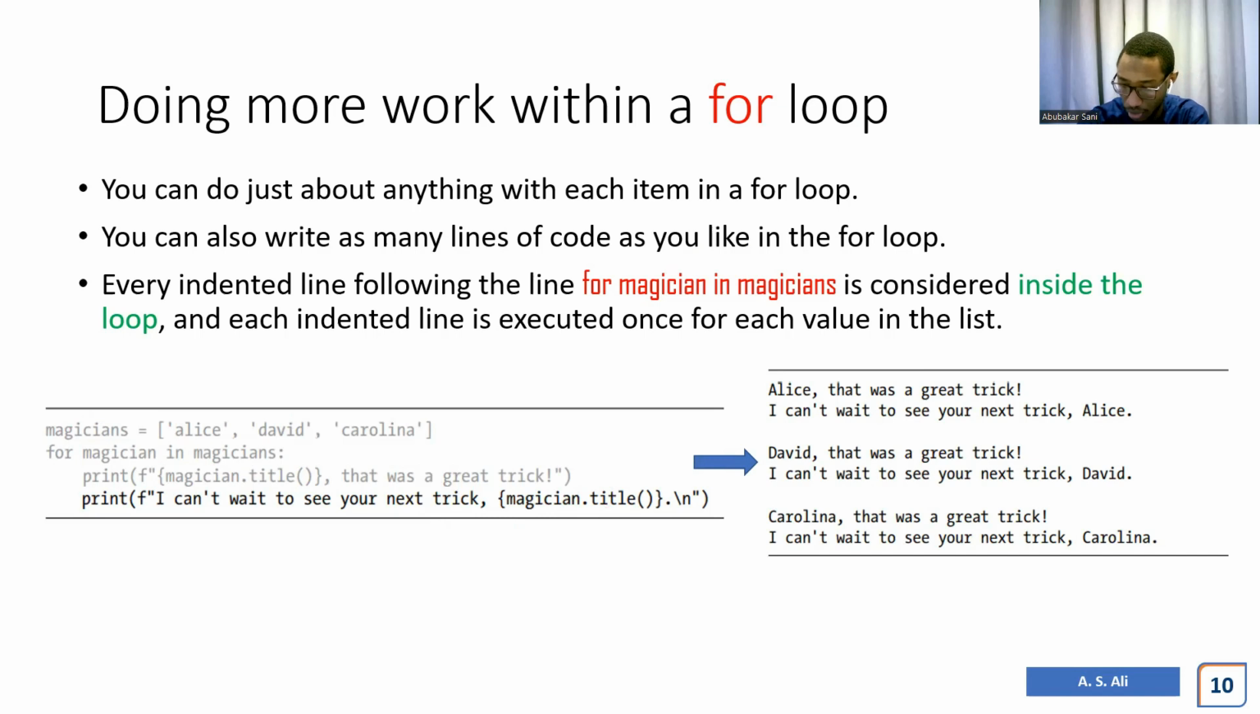So see what we are trying to have here. For each magician, we want to, first of all, convert the name to title case, so that the first letter of the name becomes a capital. And we would like to give them a comment. This is what happens. For example, we say, Alice, that was a great trick. I can't wait to see your next trick, Alice. David, that was a great trick. I can't wait to see your next trick, David, and so on. So if you have 100 magicians and you want to send each and every one of them the same message, you can use the same syntax.